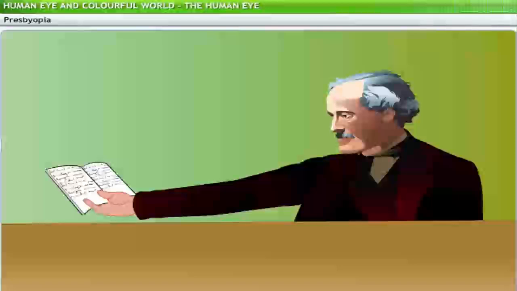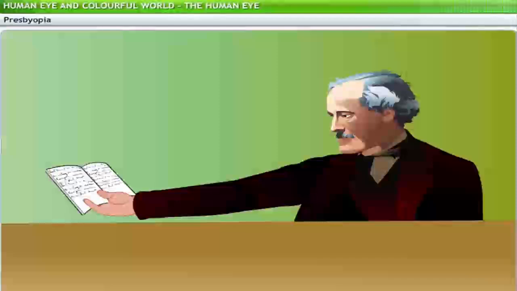Now let's meet Mr. Foley. He is reading a book. Do you see anything unnatural about this scene? Mr. Foley seems to be holding the book unnaturally far, right? This could be because he is suffering from presbyopia.